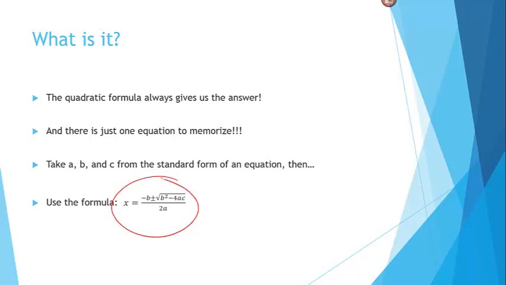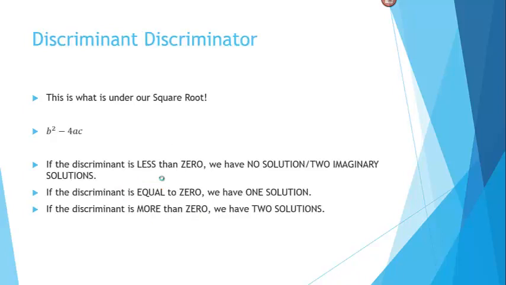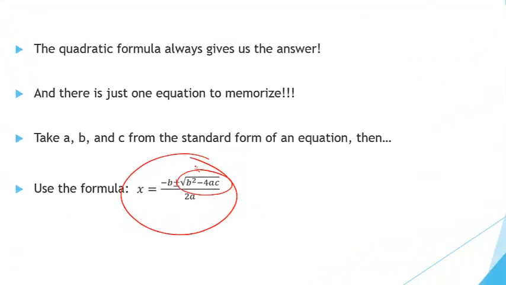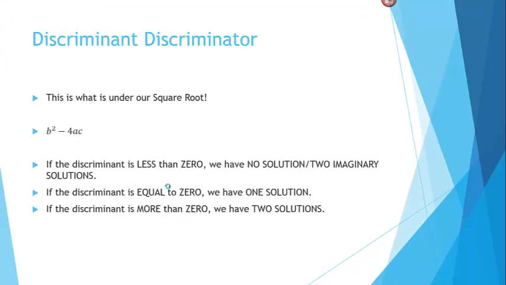This is important. Okay. So next, the discriminant. Alright. This is what is under our square root in the equation right here. Alright, b squared minus 4ac. That is our discriminant. Okay? b squared minus 4ac.